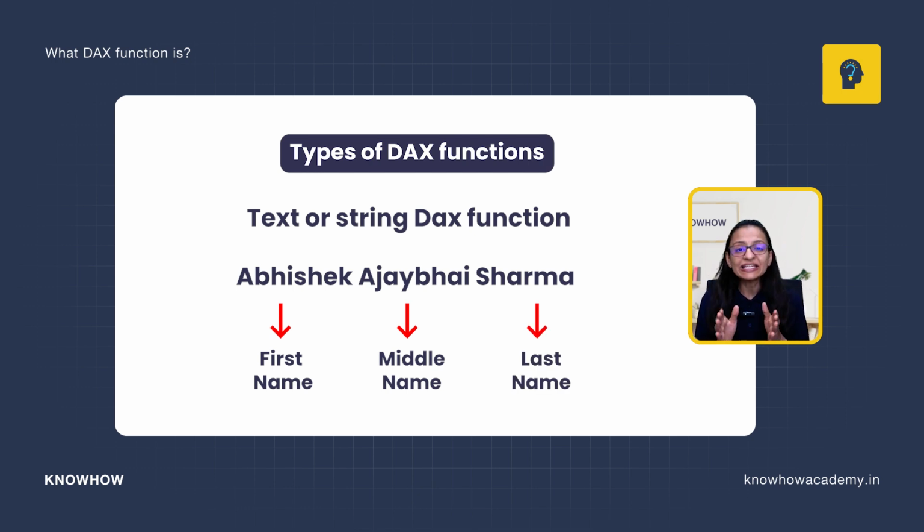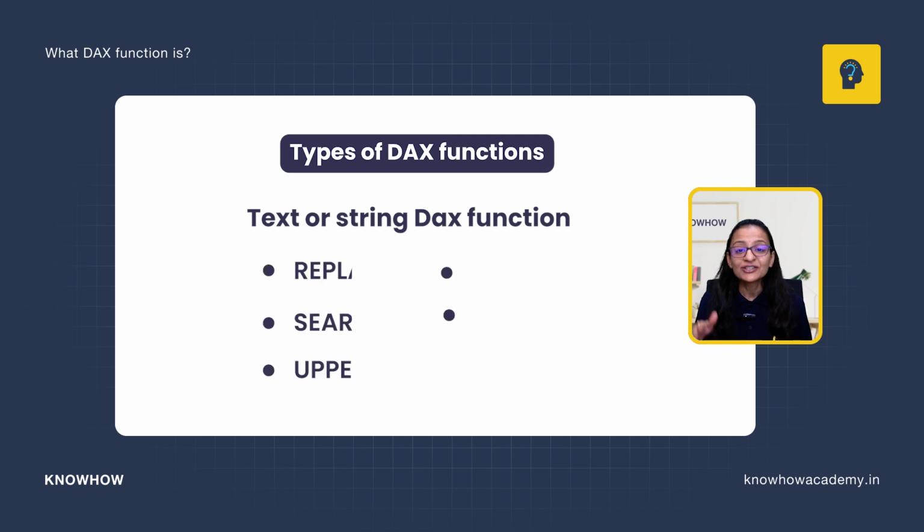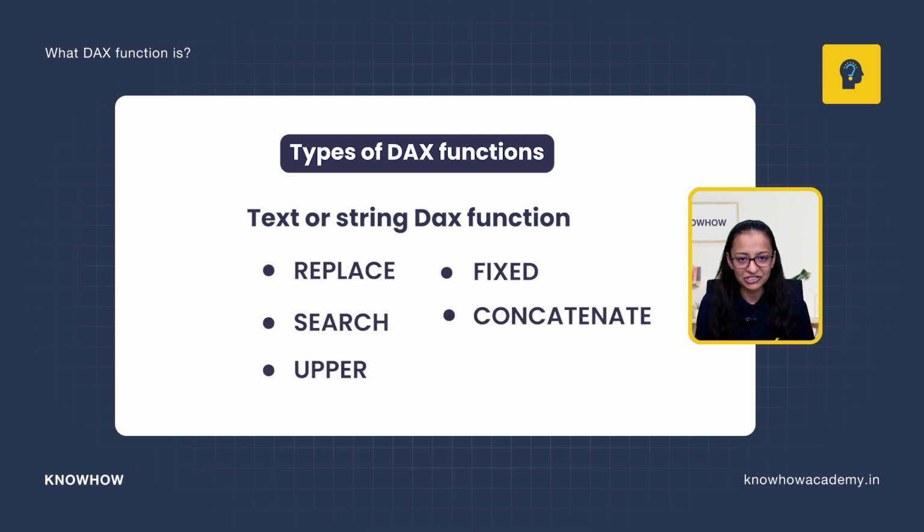So basically, you want to segregate the information from one piece of information. At that time, you can use a text DAX function. Sometimes you want to combine some information and generate new information. So let's say based on user first name and last name, you want to generate a full name. At that time, you can use a text DAX function. So here are examples of different text DAX functions.